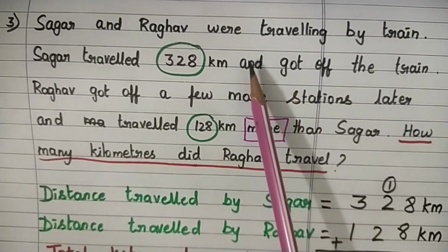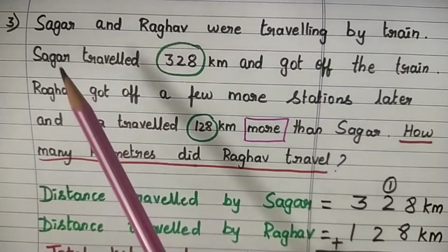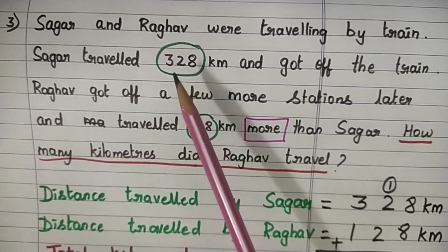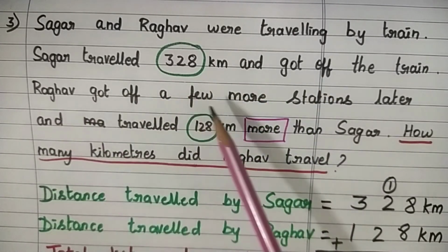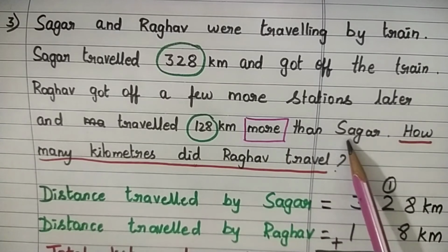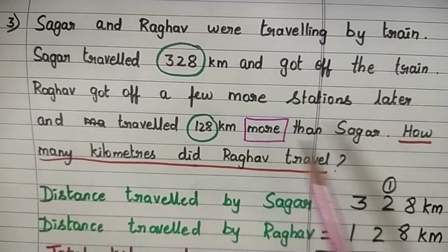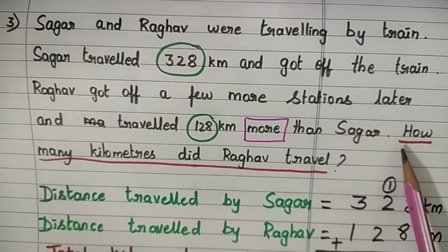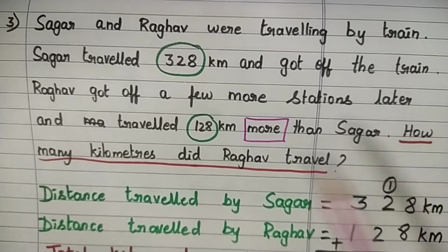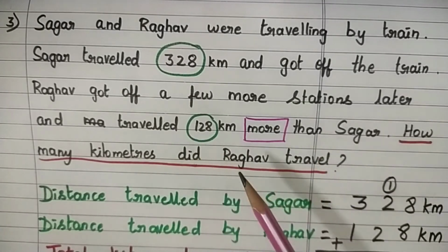Children, from this story sum, what do you understand? Sagar and Raghav were traveling by train. Sagar traveled how many kilometers? 328 kilometers and got off from the train. And Raghav traveled more than Sagar. How many kilometers more? 128 kilometers more. So, if it is more, what does it mean? It's an addition. Yes, it's easy, no children. How many kilometers did Raghav travel? We need to find how many kilometers Raghav traveled. Not Sagar traveled. Raghav traveled.